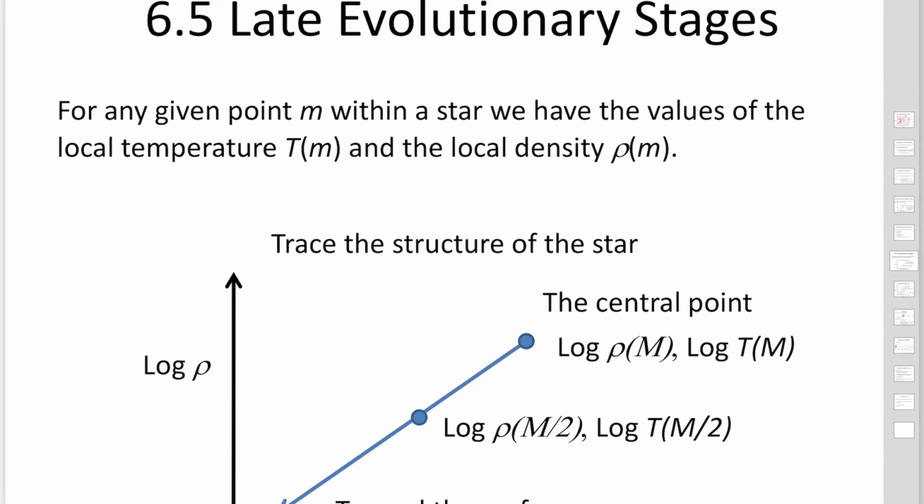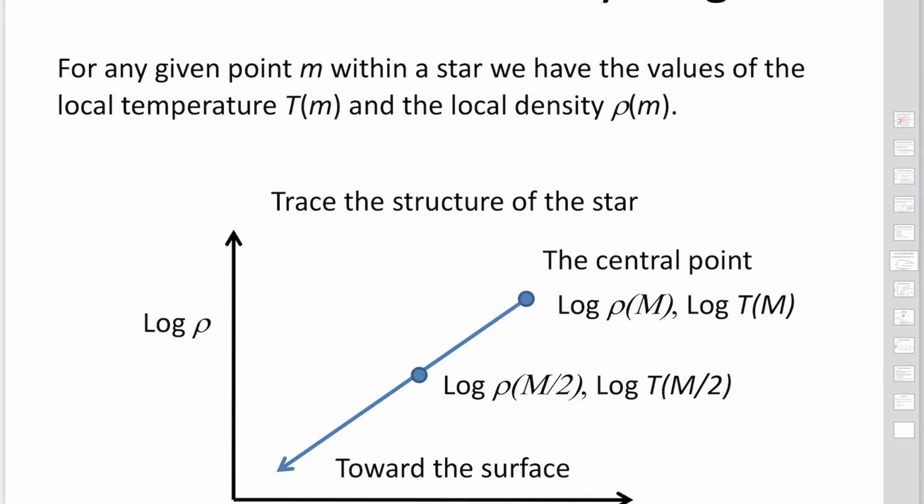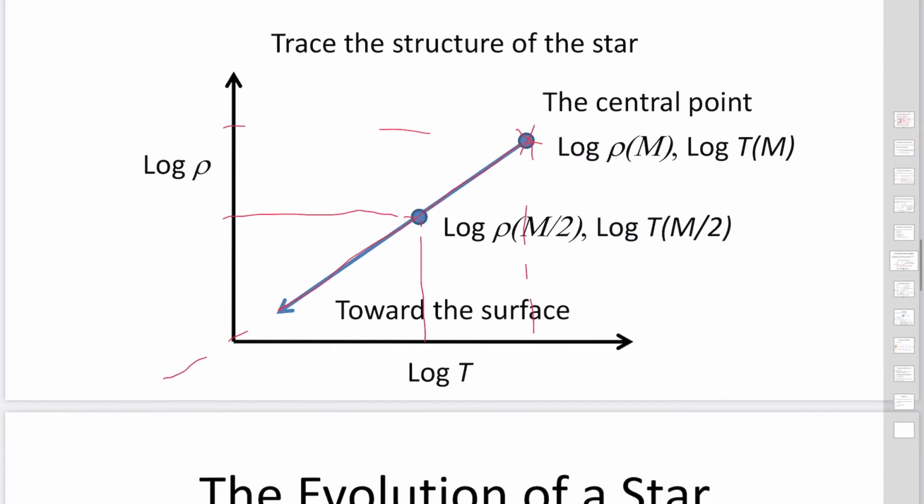So I'd like to explain the late evolutionary stage. For any given point M within a star, we have a value of the local temperature and the local density. At the central point, of course, we have the highest temperature and the highest density. The outer regions have lower temperatures and lower densities. The lowest density goes to zero. Zero density corresponds to the surface of the star.